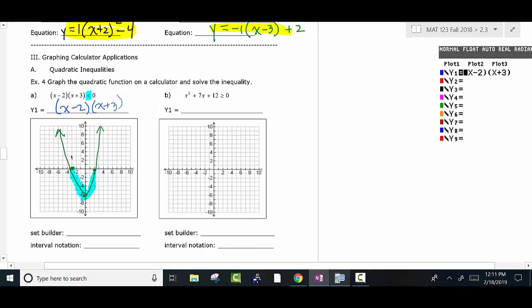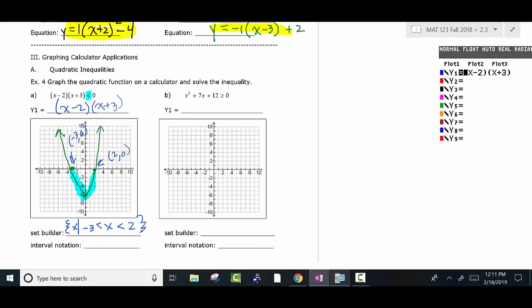That point right there was the point negative 3, 0. This point right here was the point 2, 0. So in set builder notation, since it's less than, we would say the set of x, and then we would say negative 3 is less than x is less than 2. Because what you're doing on this is you're just identifying that less than means where is the graph below the x-axis. That's what that means.